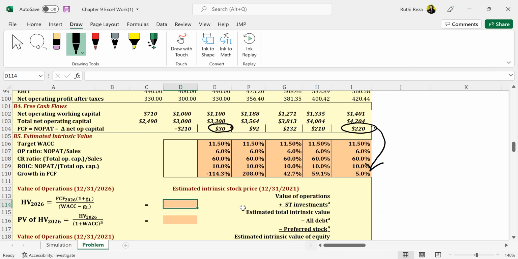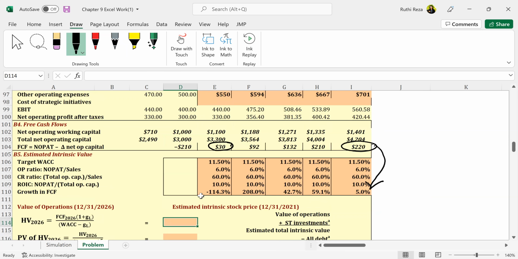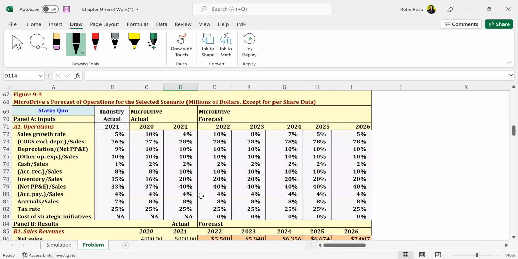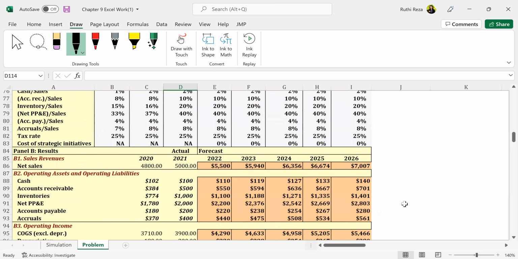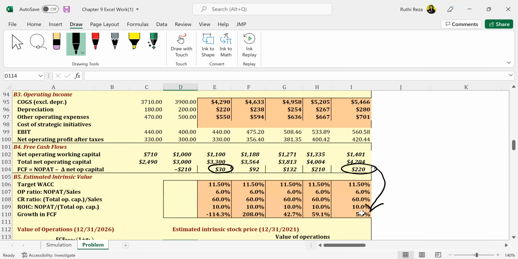If we check, our terminal sales growth rate is 5%. That is exactly the sales growth rate we have. That is exactly the free cash flow to the firm growth rate we have in the year 2026. So this free cash flow to the firm in the year 2026 is expected to grow at this 5% rate forever. All right, then what we are going to do here?